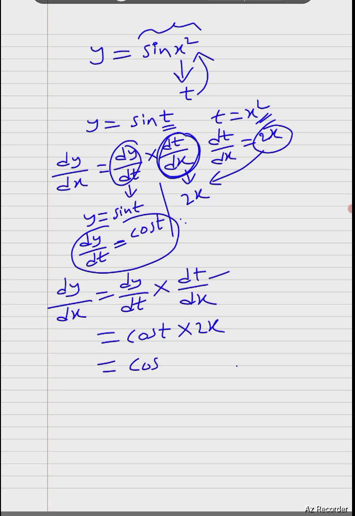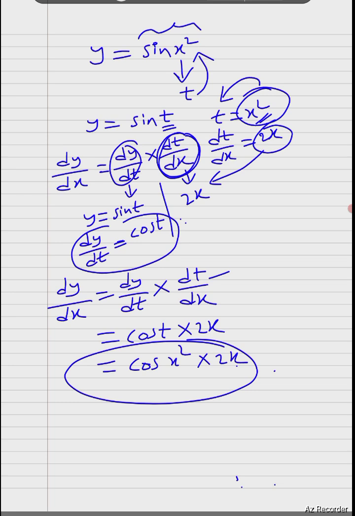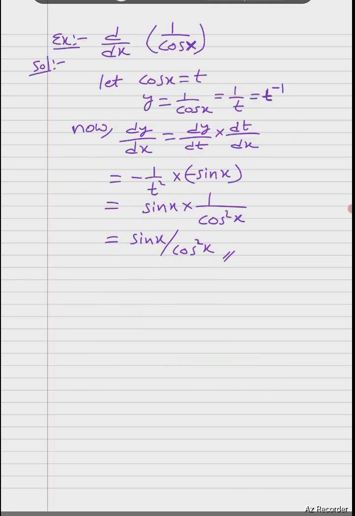So cos of, in place of t, what have we assumed? We have assumed x square as t. So in place of t, put it back again: cos x square times 2x. So this is the final derivative of the given function. This is how you apply chain rule. Okay.